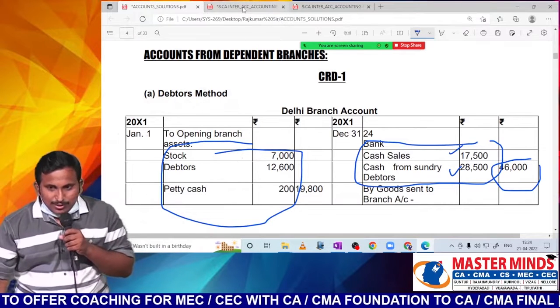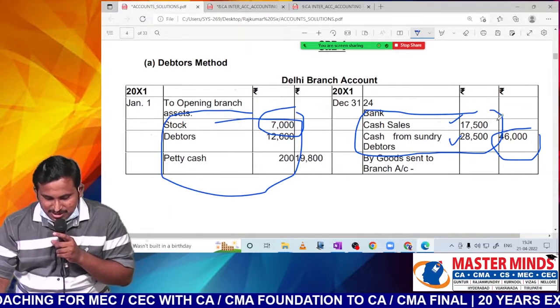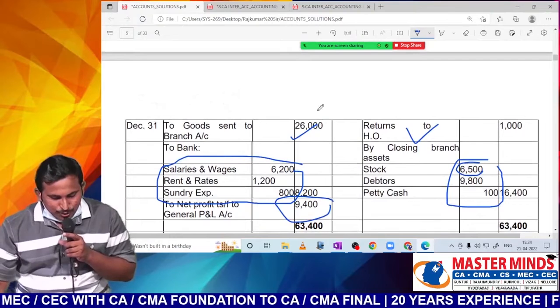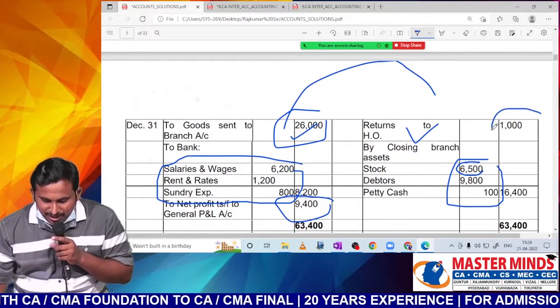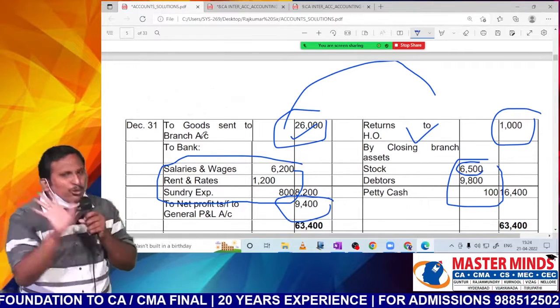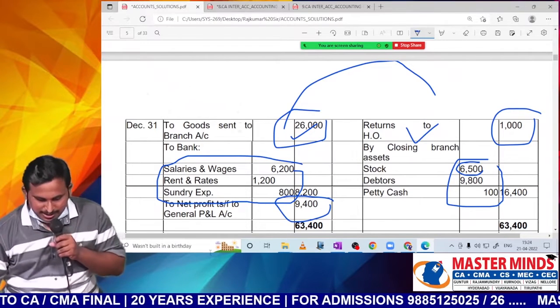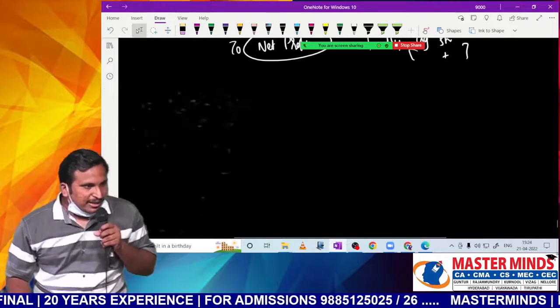Sir, if it is invoice price method, I have told you, only for this, loading will be reversed. Similarly, for closing stock, loading will be reversed. Similarly, for goods sent, loading will be reversed by writing on the opposite side. Similarly, for this 1,000, loading will be reversed by writing on the debit side. Just the loadings will be reversed, sir. Nothing new if it is at invoice price. So let me move to the next method. What is that, sir? Stock and debtors method.